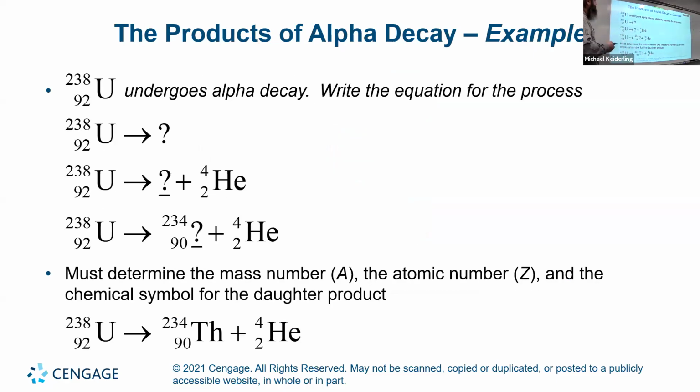So uranium-238 undergoes alpha decay. So this will decay from 238, 92 to something and an alpha particle, which is a 4, 2 helium-4. So that's going to be 234, 90. That is thorium-234. Yeah, uranium-238 decays to thorium-234. And that's one of the more common ways that it decays.